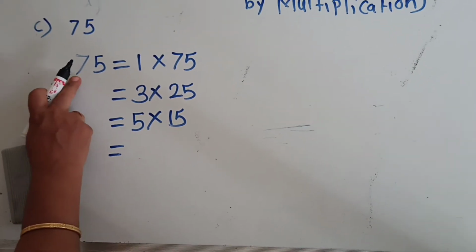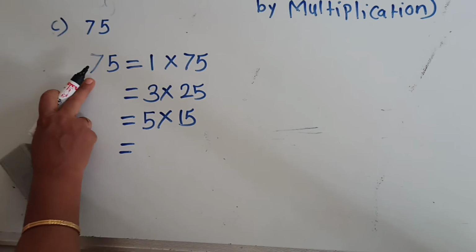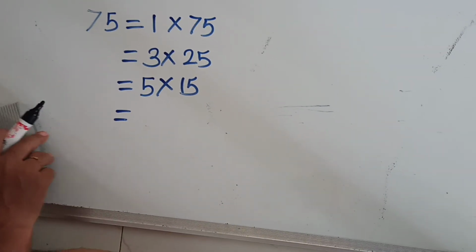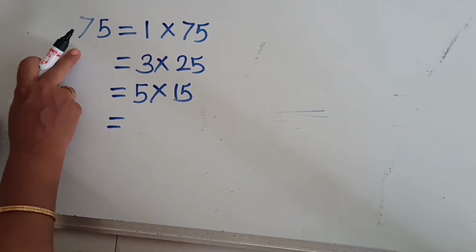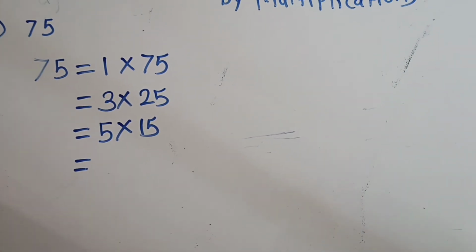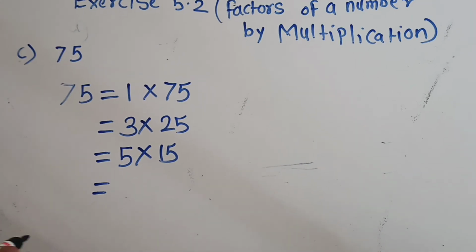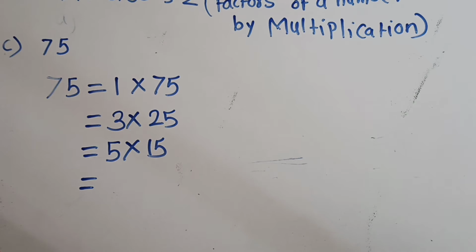Then 8. In 8 table there is no 75. 9. In 9 tables also there is no 75. 10. No. 11. No. 11 sevens are 77. But here is 75. Then 12. 12 ones are 12. 12 twos are 24. 12 threes are 36.